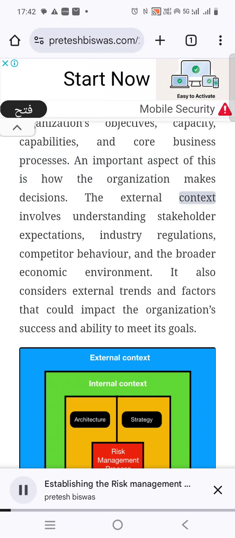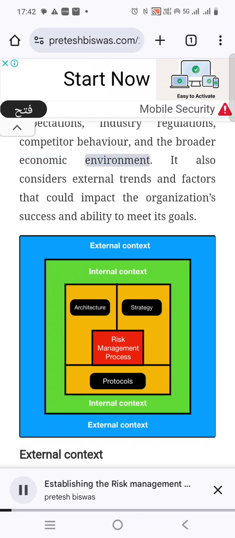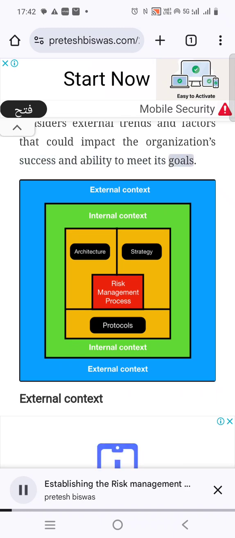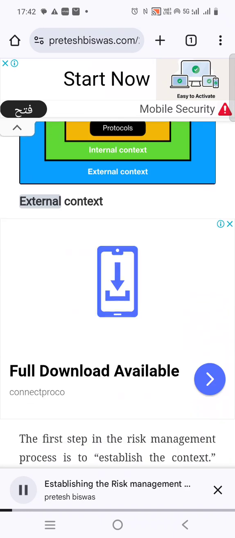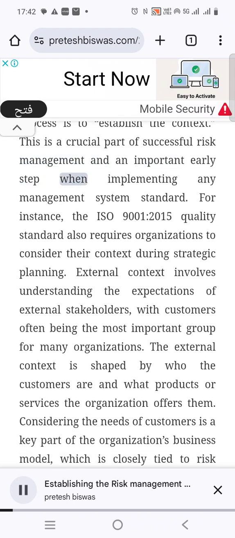The external context involves understanding stakeholder expectations, industry regulations, competitor behavior, and the broader economic environment. It also considers external trends and factors that could impact the organization's success and ability to meet its goals. External context. The first step in the risk management process is to establish the context. This is a crucial part of successful risk management and an important early step when implementing any management system standard.